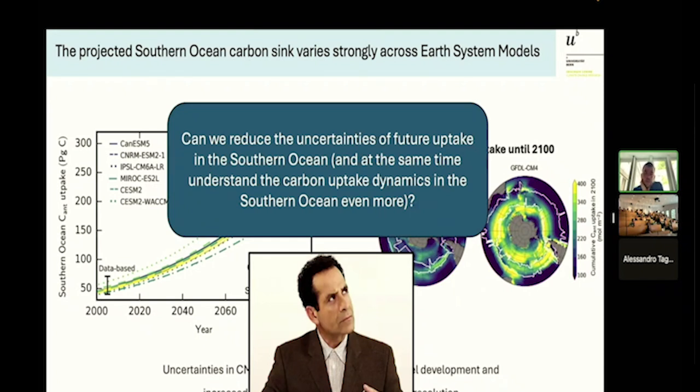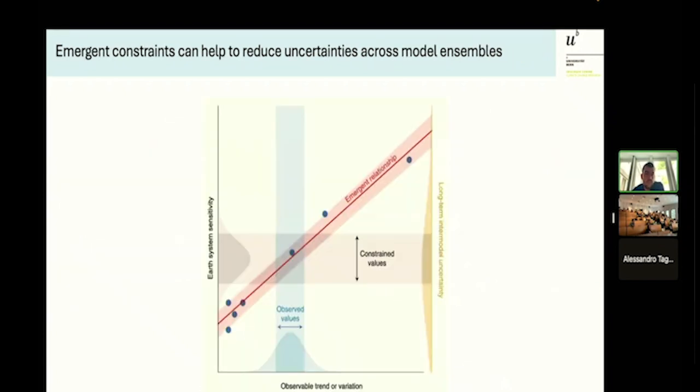And by reducing it, ideally, we also get a better understanding of the carbon uptake dynamics in the Southern Ocean. The method that I've used to do this, and I'm going to present results from a paper that I published three years ago, is the method of emergent constraints.